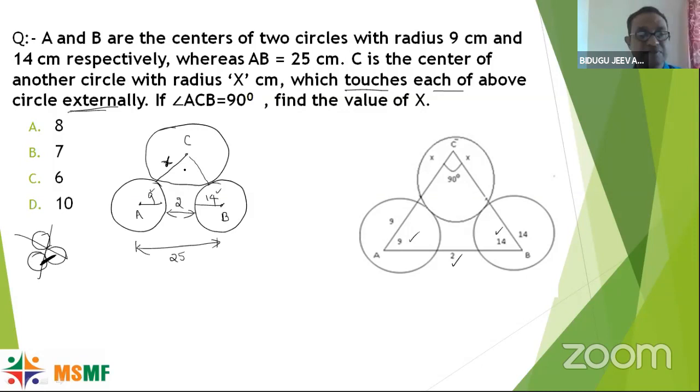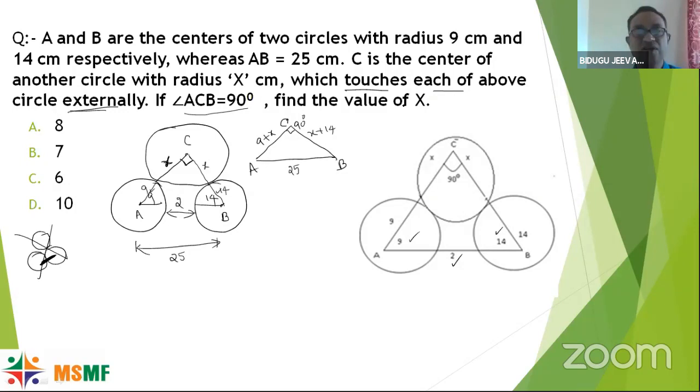This is x. This is 9. This is 14. Right. ACB is 90 degrees. This part is 90 degrees. Right. Shall I take out the figure? Like this. C, A, B. It is 90 degrees. What is this? 9 plus x. What is this length? x plus 14. What is this length? 25. I hope you understood the clear picture. What is the value of x? How to calculate?